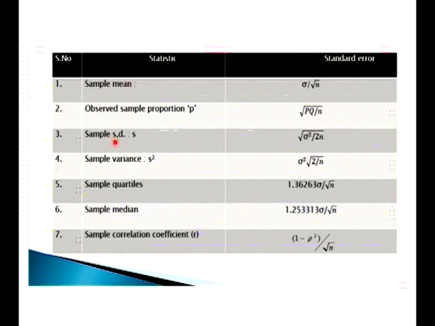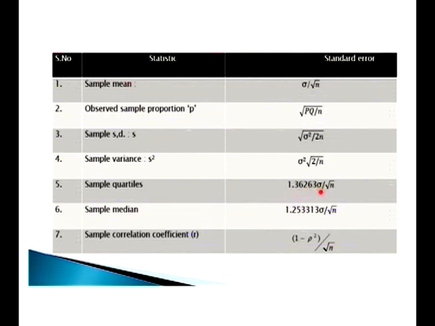Next, if the sample standard deviation is the statistic, then the corresponding standard error is root of sigma square by 2n. For sample variance S square, the corresponding standard error is sigma square into root of 2 by n. Next, the sample quartiles. All these are just the formula, no kind of derivation is required.